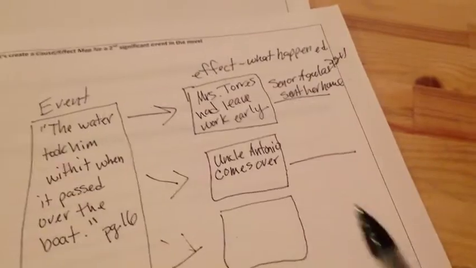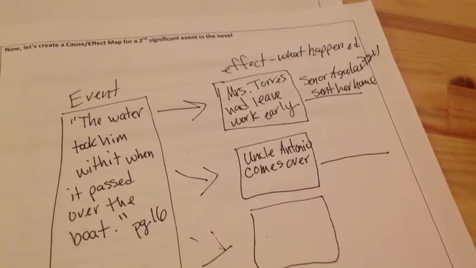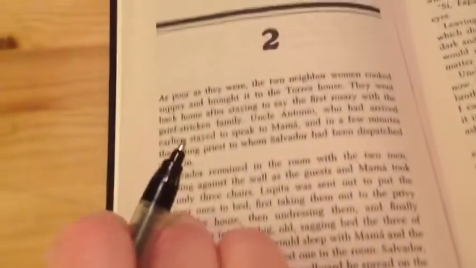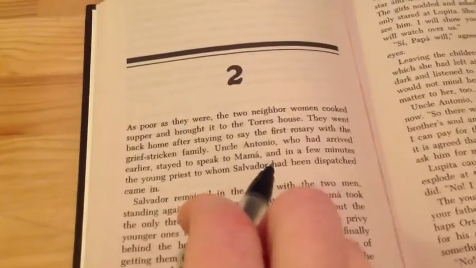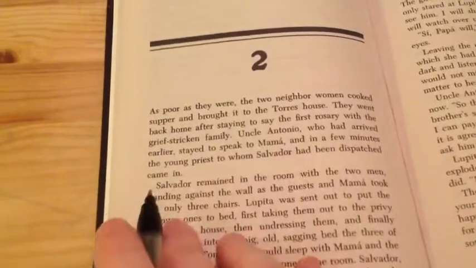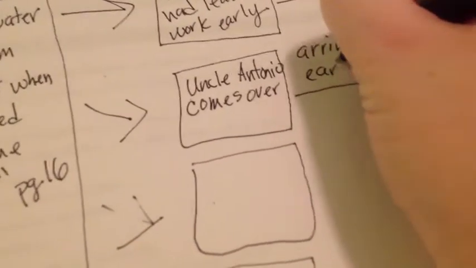Okay. The second effect is Uncle Antonio comes over. Someone that doesn't usually come over. And that is on page number 20. We can find an example on page 20. It says, Uncle Antonio, who had arrived earlier, stayed to speak to Mama. In a few minutes, a young priest to whom Salvador had dispatched came in. So we see that Uncle Antonio arrives early in the morning. Arrives early. And that is on page 20.